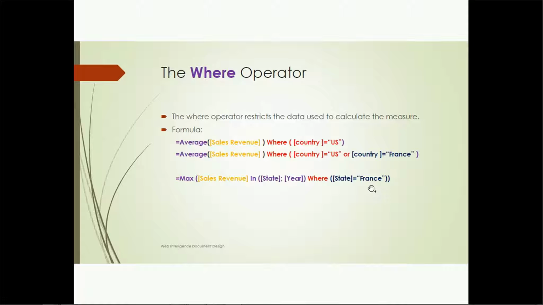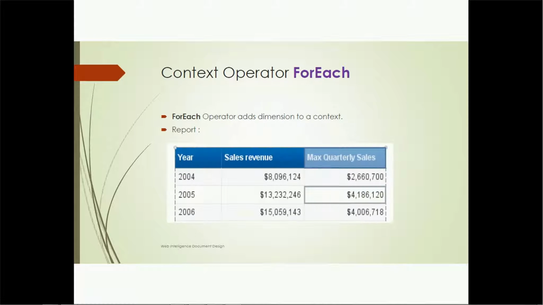Max value as well I can take it. Now coming to the context operator for each. What the for each operator does is add a dimension to a context. Suppose I wanted to calculate the max quarterly sales based on the year and quarter and one more object, then I can add this as well.